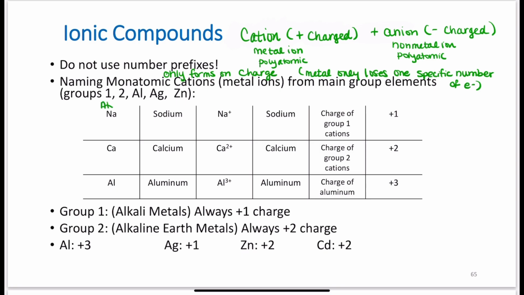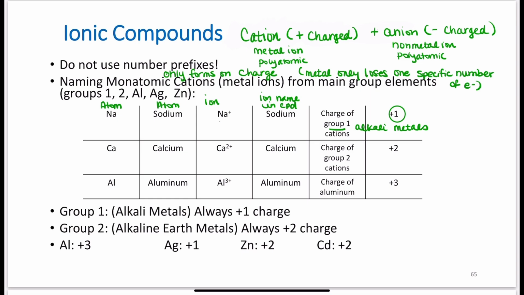This is the atom name, this is the ion, and this is the ion name in a compound. I'll say what I mean by that in just a sec. If I just have an atom of sodium, I just call that sodium. But if I form a sodium ion, sodium is in group 1. Group 1 is your alkali metals. Group 1, no exceptions, always forms a +1 charge. They always lose 1 electron.